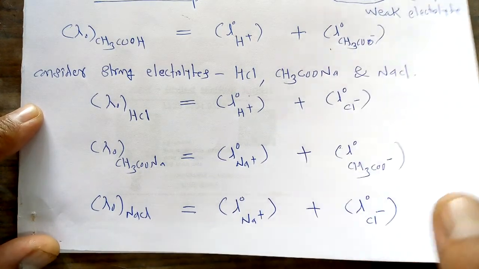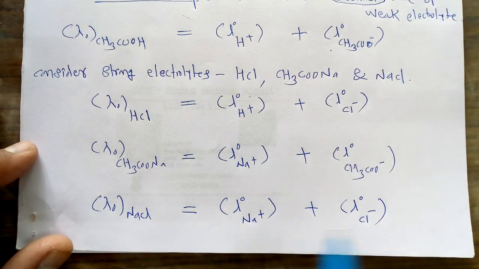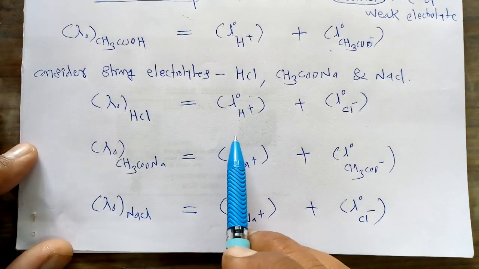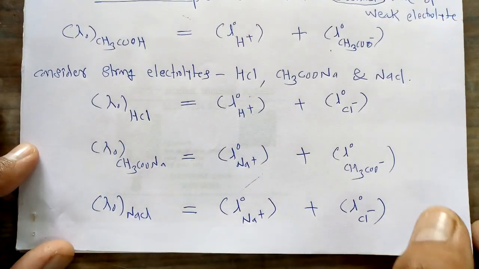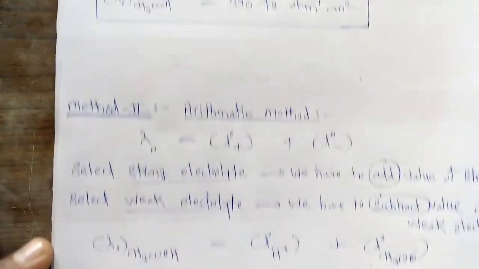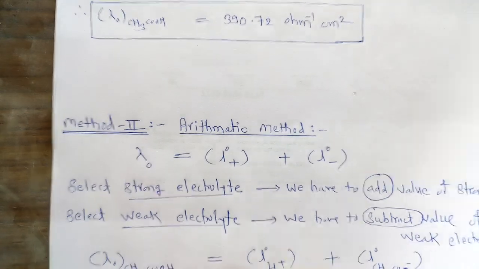So these three strong electrolytes have this lambda 0 as the summation of their equivalent ionic conductance at infinite dilution for their cations as well as the anions. Now after considering these simple strong electrolytes, we have to perform one simple operation which we just explained.